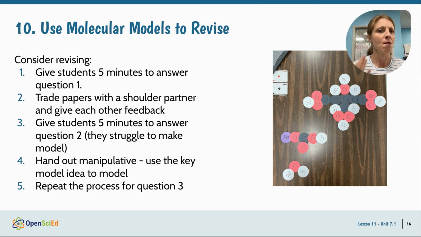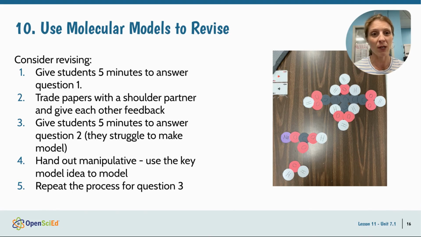All right, so you're going to give the students the paper. You're going to ask them to answer just question 1. Give them no more than 5 minutes to answer it. Then once the time is up, pass their papers, have the students give peer feedback to each other. You're going to repeat that process for questions 2, 3, and 4.